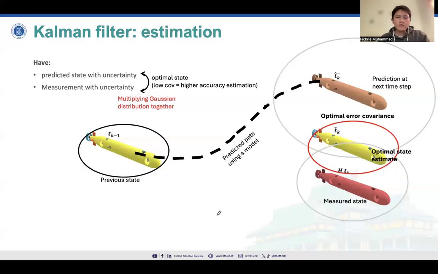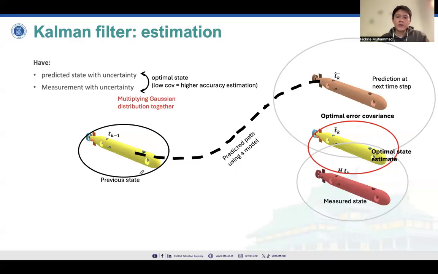So in the Kalman filter, we're talking about estimations. We have the predicted states with uncertainty, which I talked about before, and then the measurement with uncertainty, and both of them are Gaussian, so both of them are random. By multiplying these Gaussian distributions together, we get the optimal state, which is also Gaussian. If it has low covariance, it indicates higher accuracy estimations.